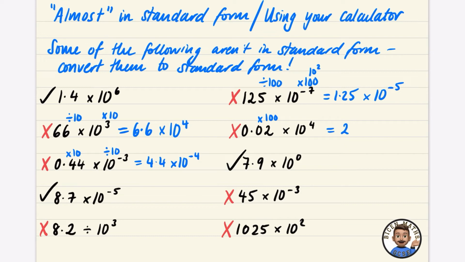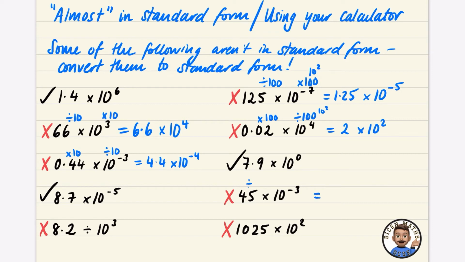This one needs to be multiplied by 100 so that I get 2 instead. But because I multiplied by 100, to balance it out, I need to divide by 100 or divide by 10 squared. So 10 to the power of 4 divided by 100, that's just 10 squared, because you subtract the powers there. That one is in standard form, so it's fine.